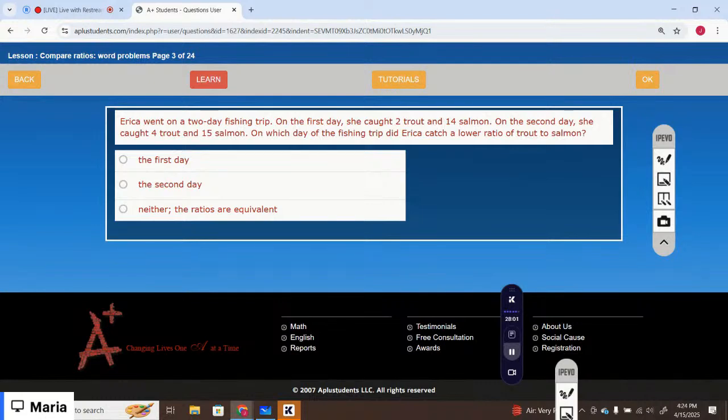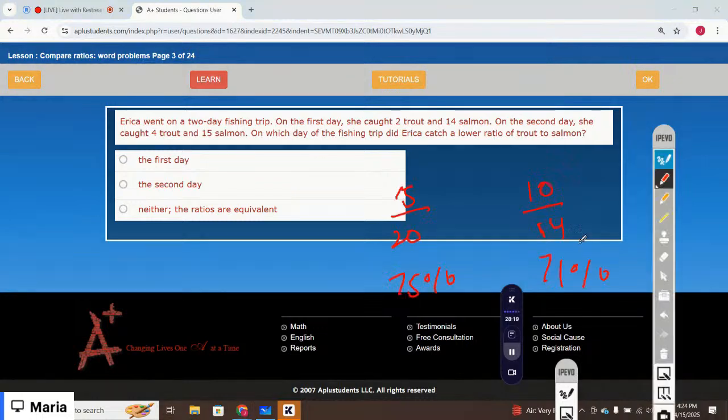Erica went on a 2-day fishing trip. On the first day, she caught 2 trout and 14 salmon. On the second day, she caught 4 trout and 15 salmon. On which day of the fishing trip did Erica catch a lower ratio of trout to fish? So 2 trout to 14 salmon, and 4 trout to 15 salmon. So which is the correct option?